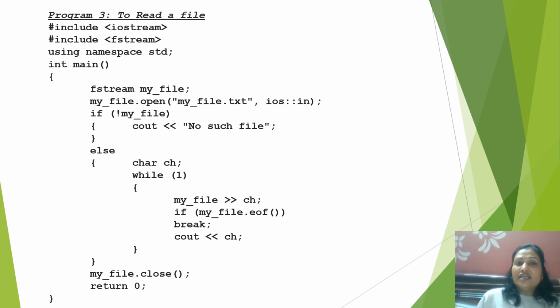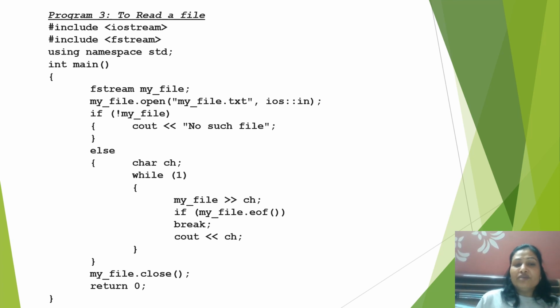Next is reading some text from a file. So this is the third program. In this program, we are going to read some data from a file, that is a file which has already been created. Now we are going to read the data. So fstream, again my_file is my object, then myfile.open. In parameters, I'm again passing two parameters. First is the name of my file and second is the mode. Here the mode is in because I want to read something from my file.